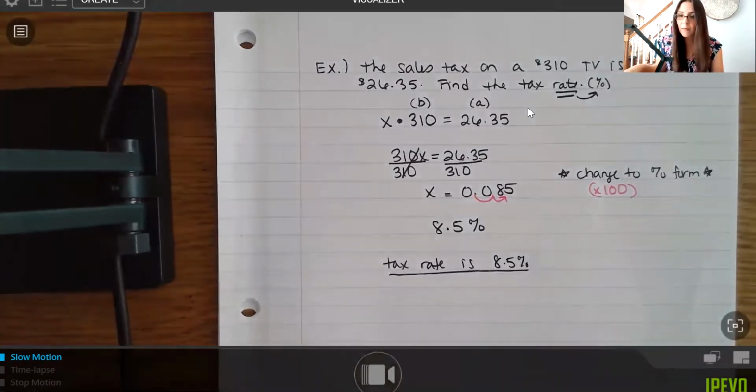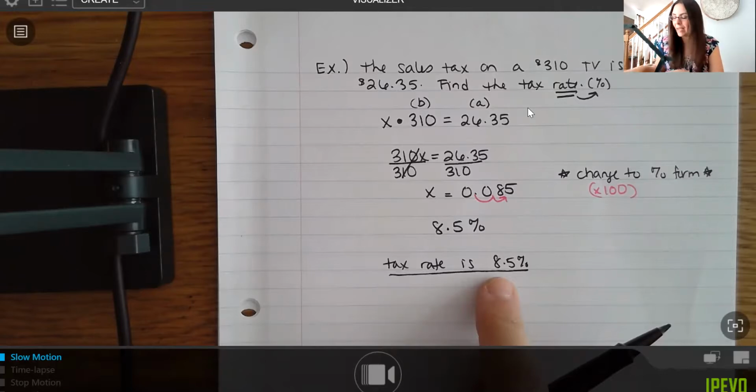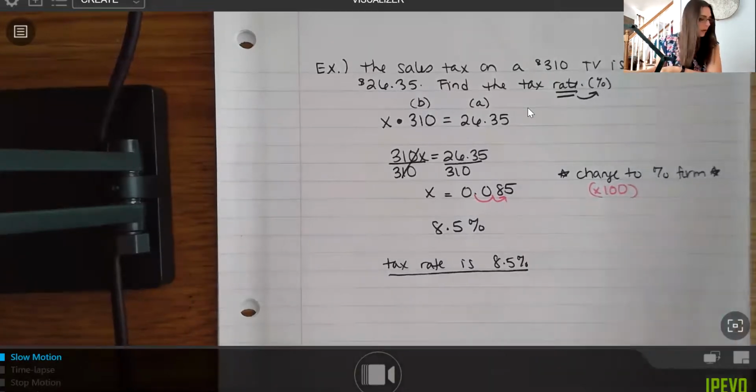That's a pretty high percent if you think about it, right? So if you're going shopping and you're not budgeting for tax, that could be quite a big increase. Even if the TV was on sale, that tax rate is still going to bump that price back up a little bit, right? So just watch out for your taxes when you go out shopping.